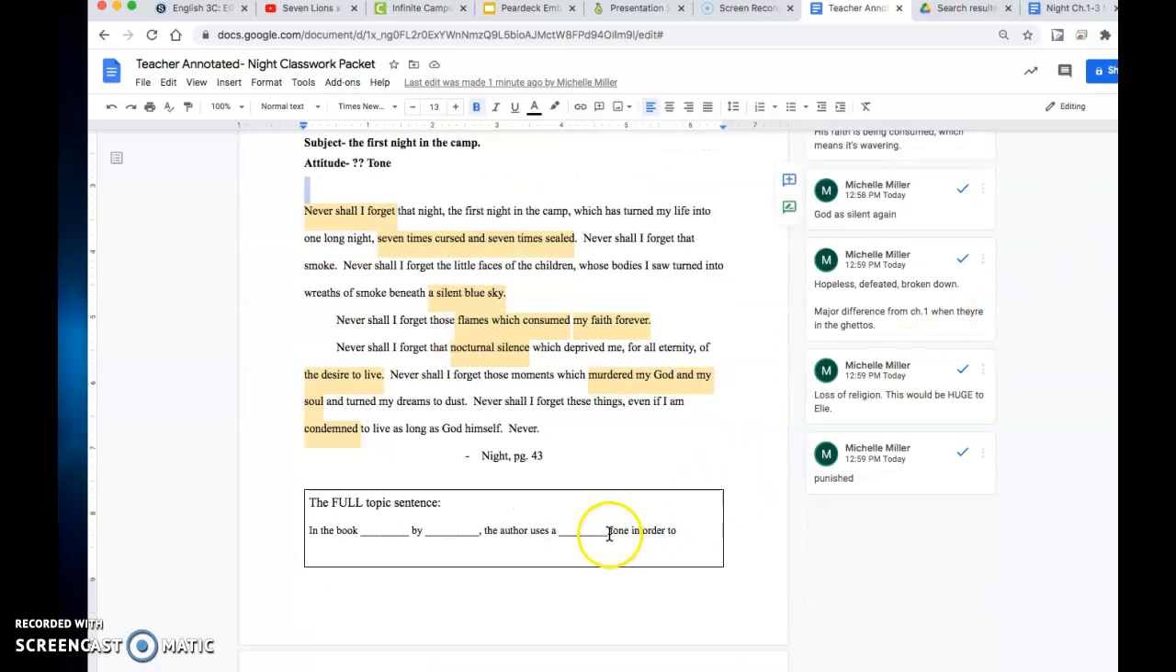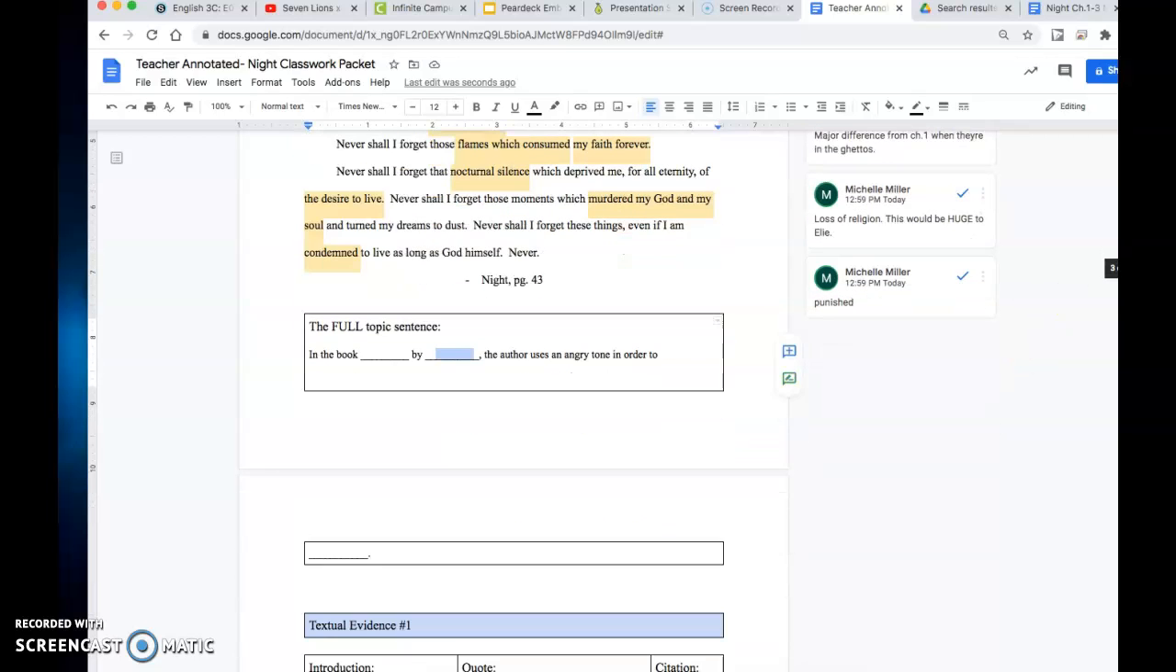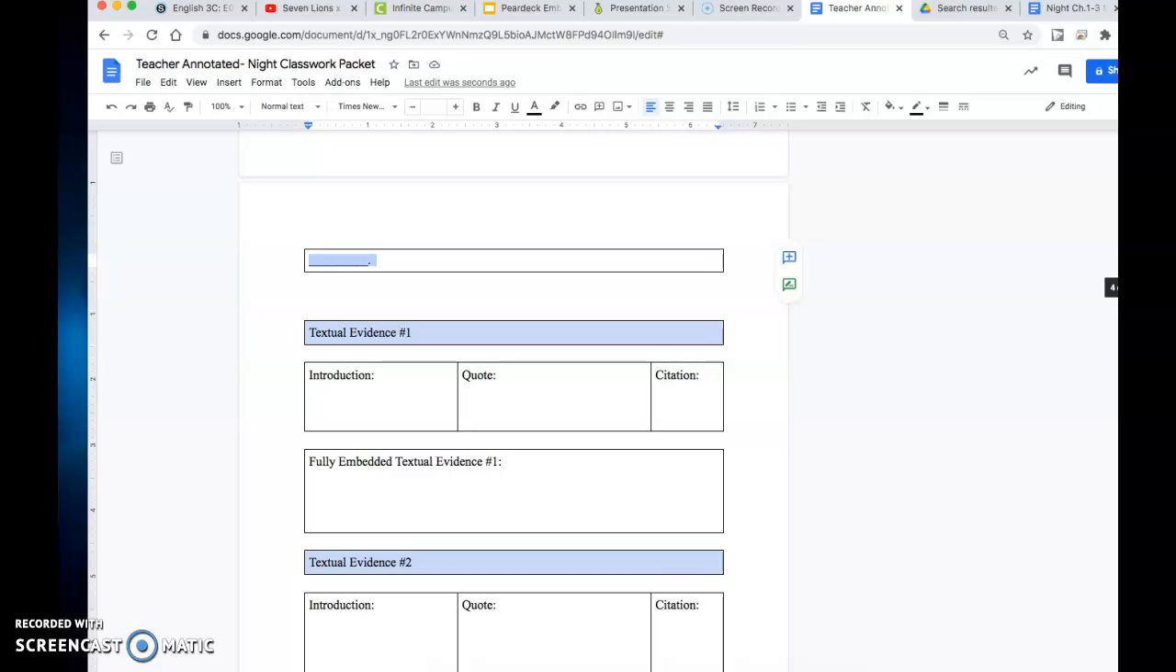So once you find your tone, for this sake I chose angry. Uses an angry tone. You're going to fill in this topic sentence. So in the book, Night by Elie Wiesel, the author uses an angry tone in order to what? And this is where you're writing your reason statement, which is from video 1. So if you're having trouble with the reason statement, go back to video 1 and watch that one. But for the sake of this video, we're working on textual evidence.